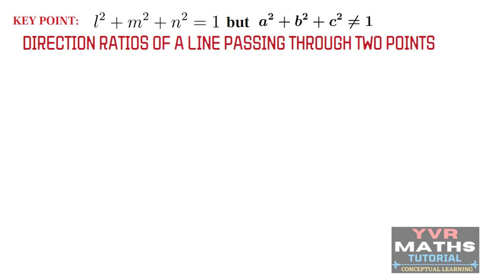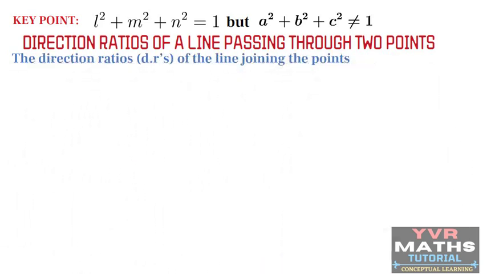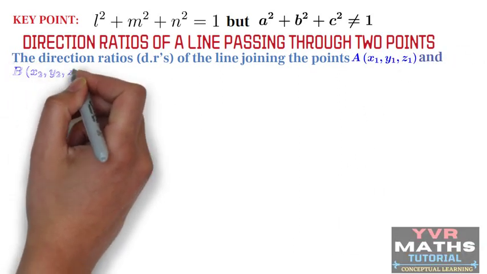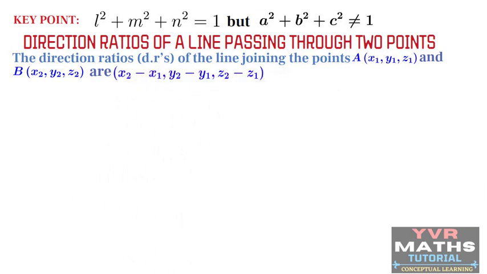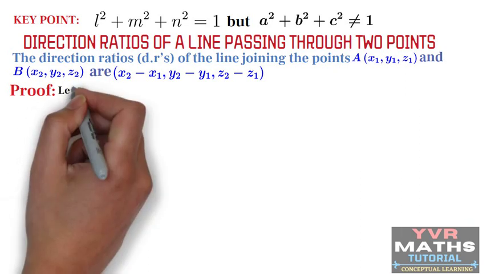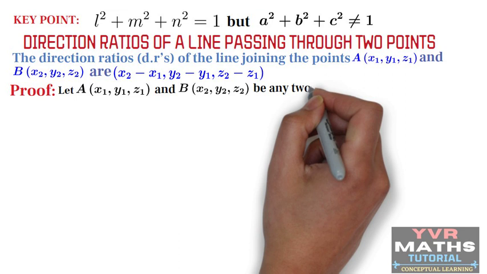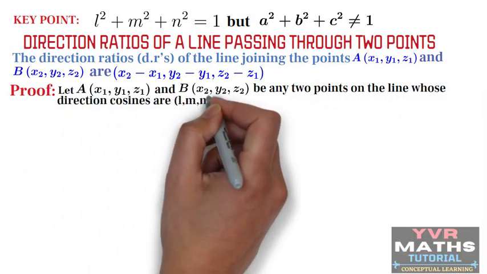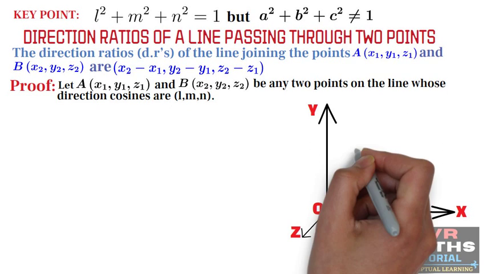First of all, the statement: the direction ratios of the line joining the points A(x1, y1, z1) and B(x2, y2, z2) are x2 minus x1, y2 minus y1, z2 minus z1. Let us discuss this statement. Let A(x1, y1, z1) and B(x2, y2, z2) be any 2 points on the line whose direction cosines are l, m, n. Let us consider a three-dimensional coordinate system to discuss this concept.